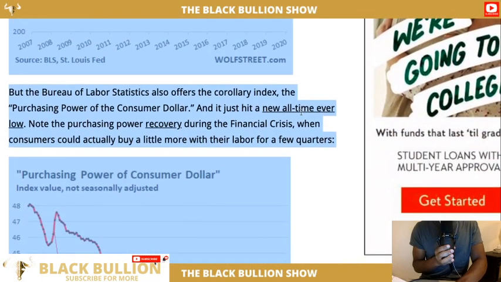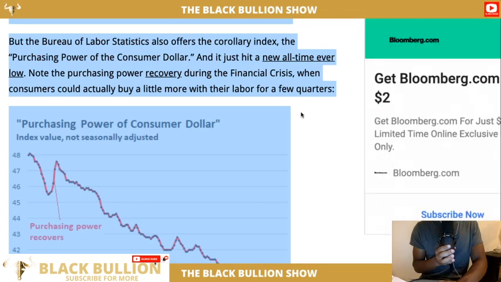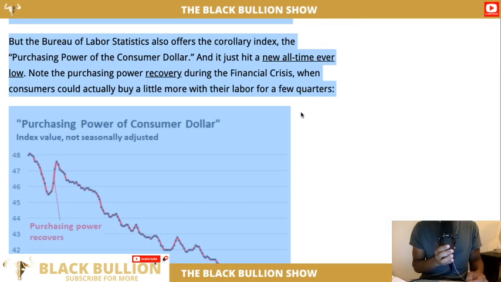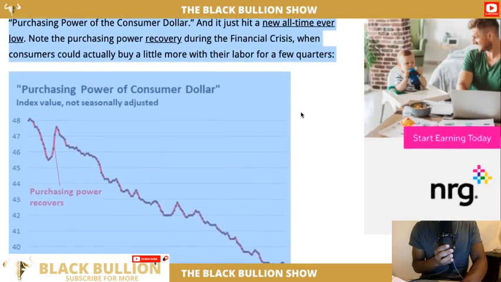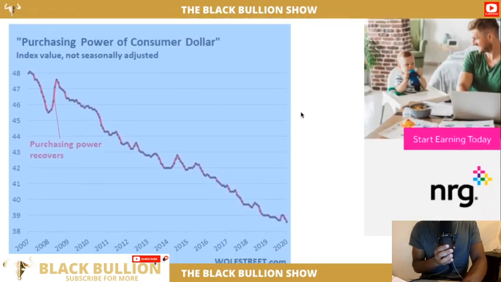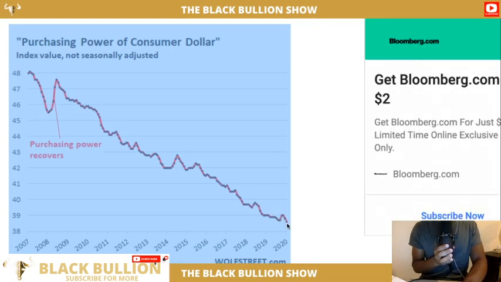Let's continue. But the Bureau of Labor Statistics also offers the corollary index, the purchasing power of the consumer dollar, and it just hit a new all-time low. Note the purchasing power recovery during the financial crisis, when consumers could actually buy a little more with their labor for a few quarters. Take a look here, guys. This is extremely scary. We were actually bumped up a bit in 2020, and then we just started to trend down even more. Now, this definitely helped move the needle for gold.